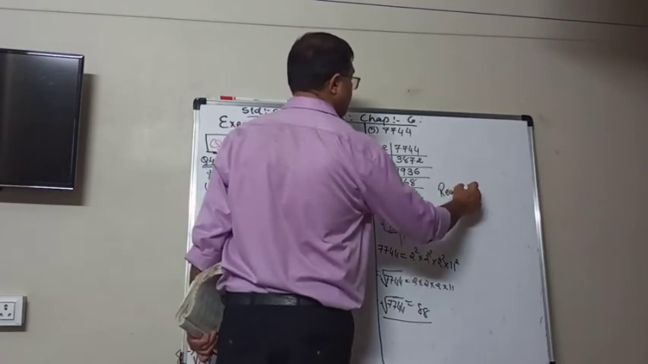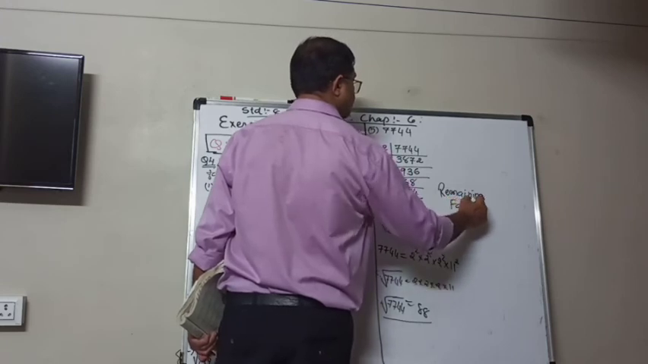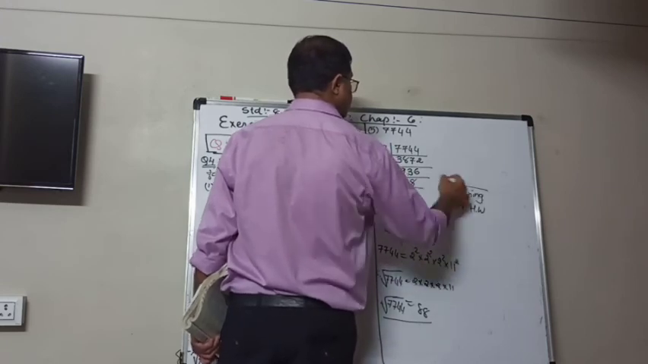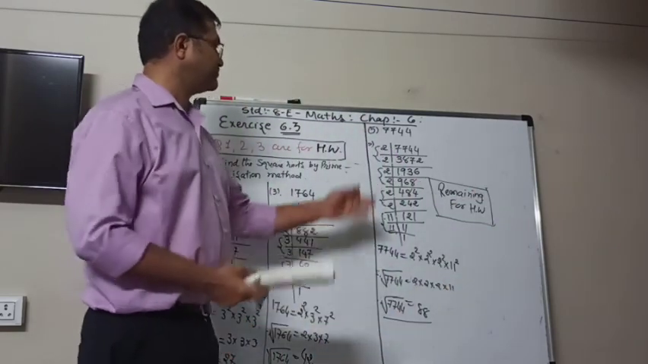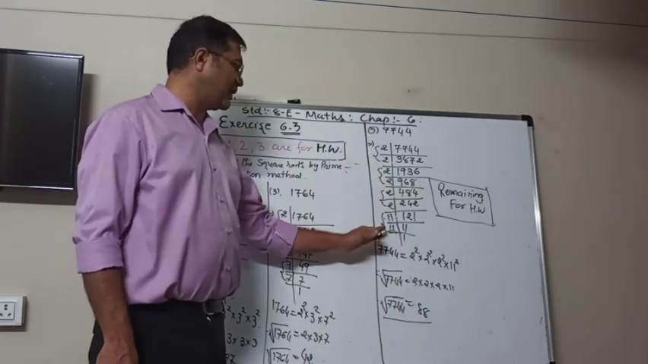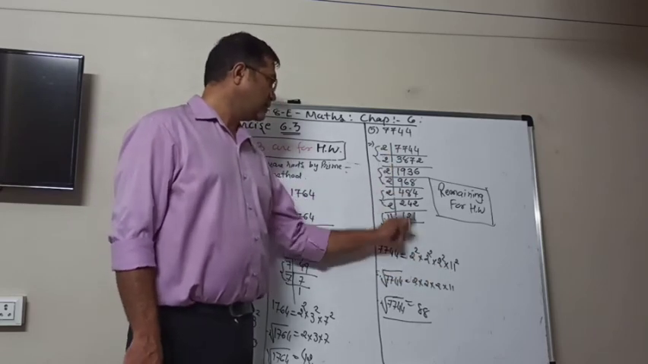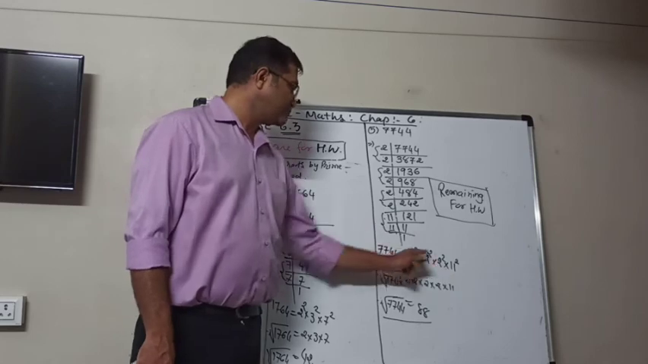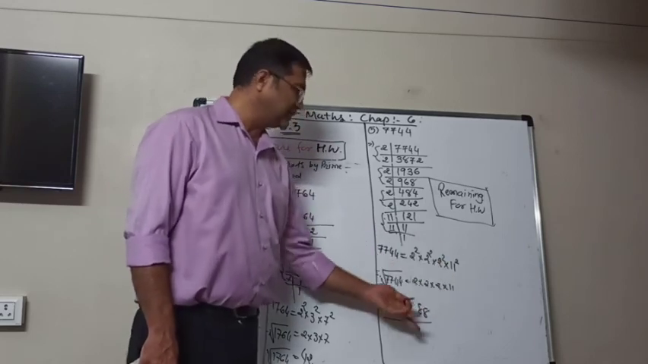Now, the remaining are very, very simple. I am giving them to you for homework. Just do the prime factorization and then make the pairs here. And after making the pairs, you write down like that: 2 square, 2 square, 2 square and 11 square. Then when you find the square root, remove the square and then multiply.